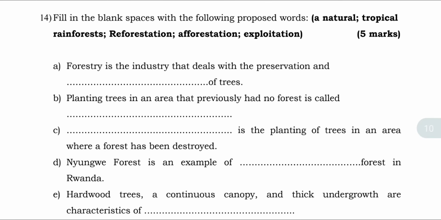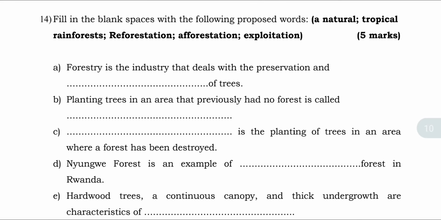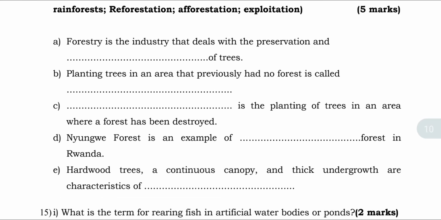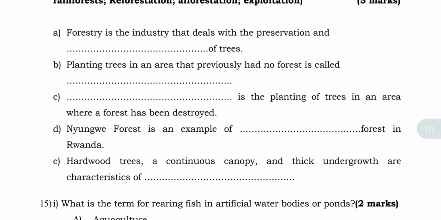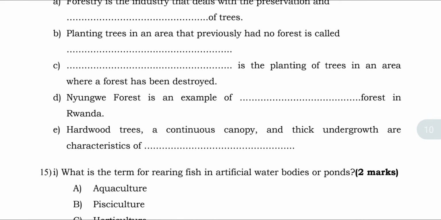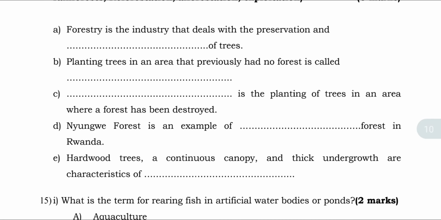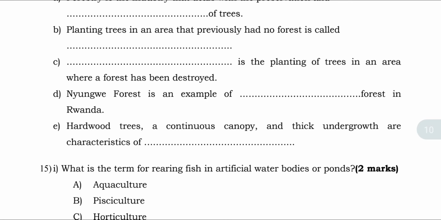A. Forestry is the industry engaged in the preservation of the trees. B. Planting trees in an area that previously had no forestry is called. C. Is planting of trees in an area where forest has been destroyed. D. Nyungwe forest is an example of forest in Rwanda. E. Hardwood trees in continuous canopy and thick undergrowth are characteristics of dash dash.